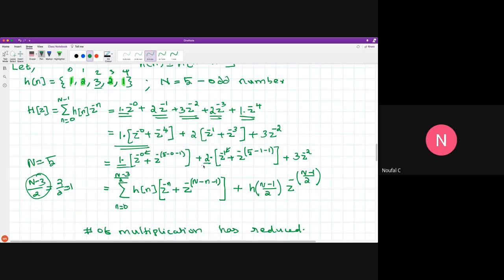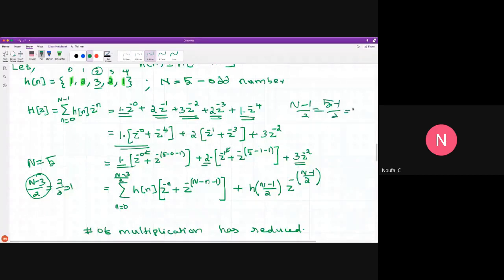And the first term is h of n, and inside the bracket, you have z raised to minus n, z raised to minus (N minus n minus 1). And not only that, we have one more term left, that is the middle term. So the middle term's index is here 2. You can find that 2 by using (N minus 1) by 2. So here you have (5 minus 1) by 2. So that is 2. Okay. So the single term can be written in this way, that is the index can be found by using the value of capital N, that is h of (N minus 1) by 2 into z raised to minus ((N minus 1) by 2). So this is the general form, and we will need it in the fourth module.